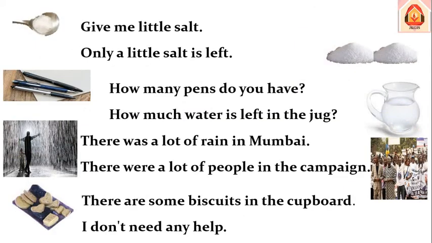Give me little salt. Here the quantity is very less. As we can see, there is very little quantity in the tablespoon. Only a little salt is left. The quantity is less, but in comparison to the quantity in the tablespoon, the quantity is more. Little is used when the quantity of uncountable things is almost zero or nothing, very, very less. And a little is used when the quantity is a little more than nothing.